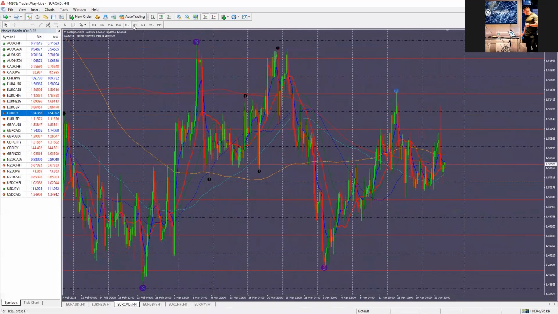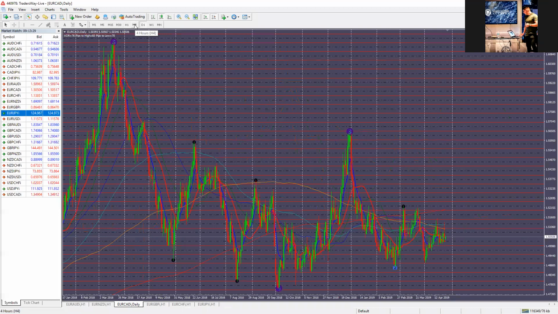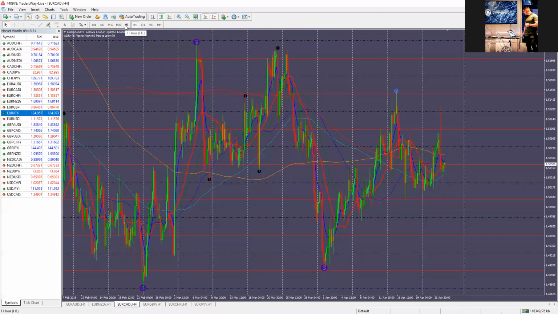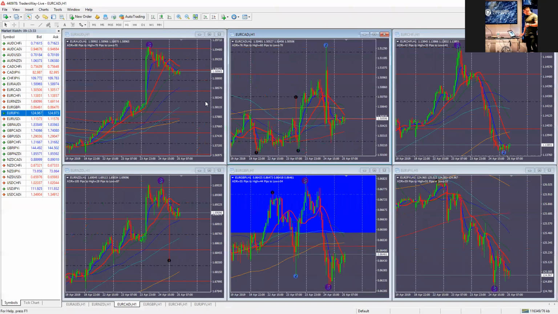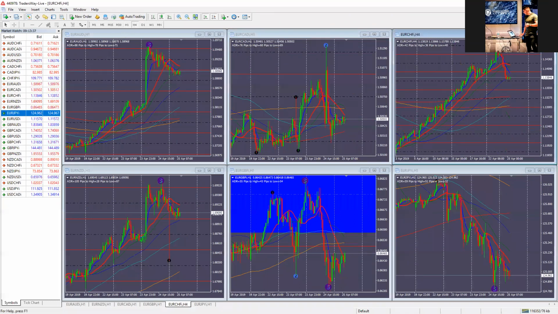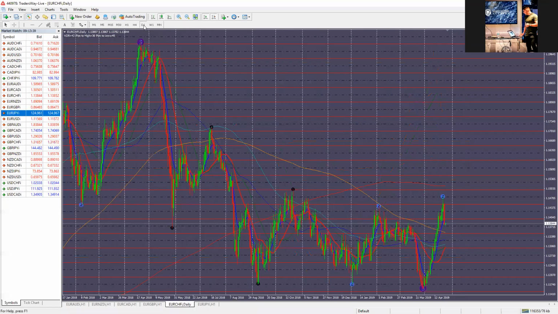So this is mainly what I do. I'll look at the 1 hour, but then I'll look at the 4 hour, and then maybe even the daily, just to see overall what direction it's going. But a lot of these are kind of choppy, not really showing any good setup. Let's see Euro CHF. So is there resistance there?